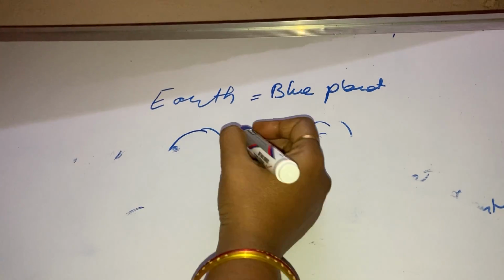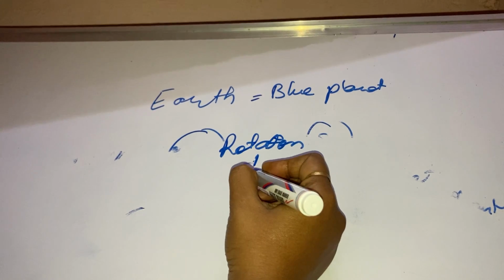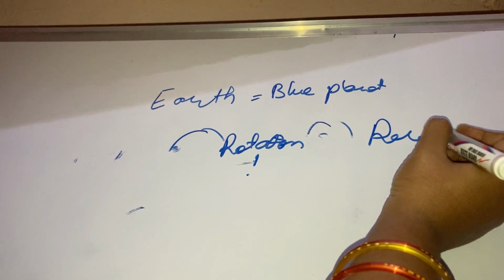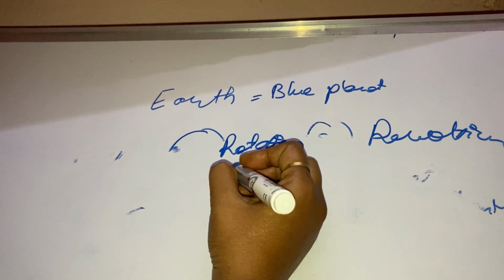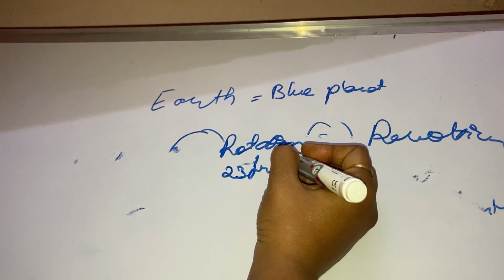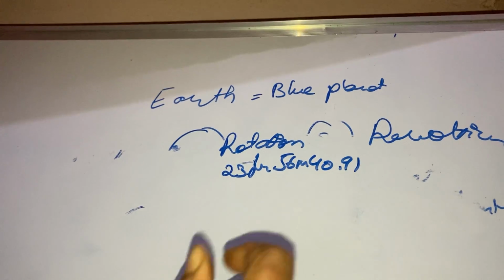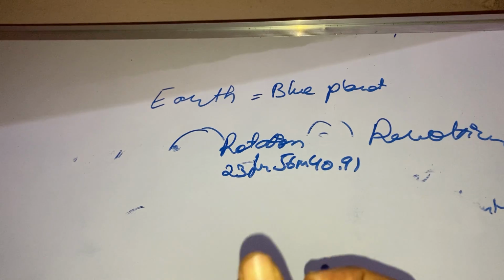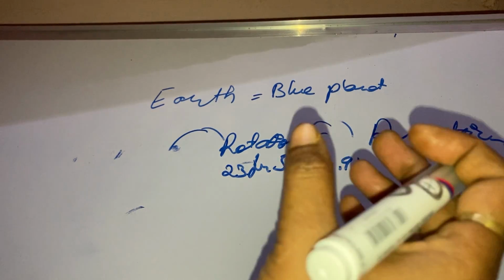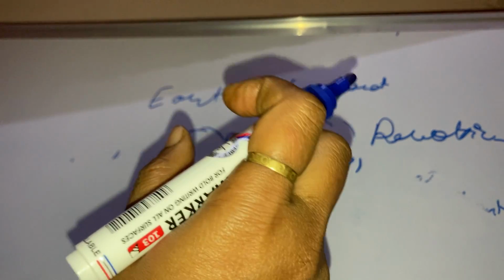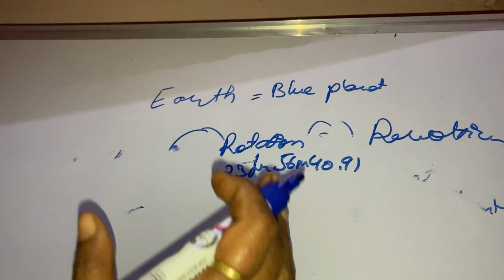So it has rotation, or daily movement, and revolution, which is revolving around the Sun. Rotation is spinning on its own imaginary axis, and it takes 23 hours, 56 minutes and 40.91 seconds to make one rotation. The rotation velocity at the equator is 1,667 kilometers per hour.